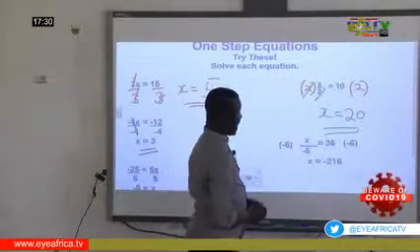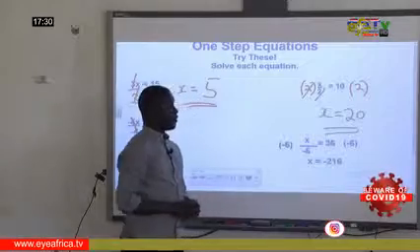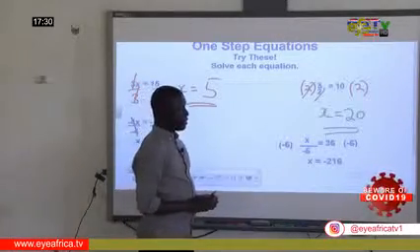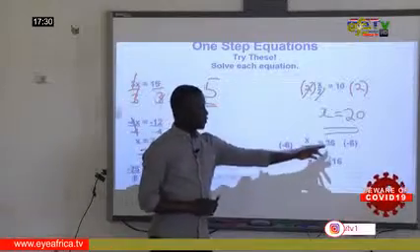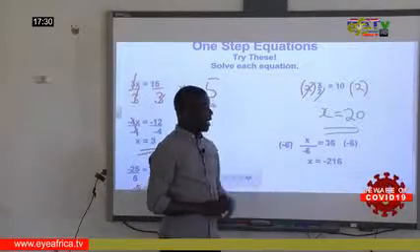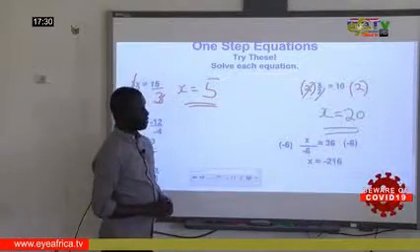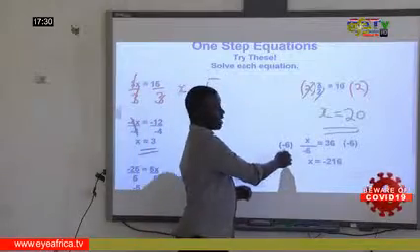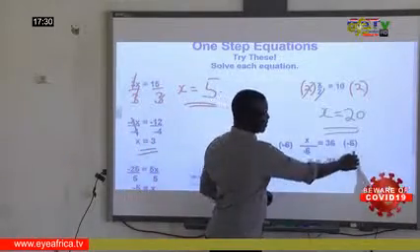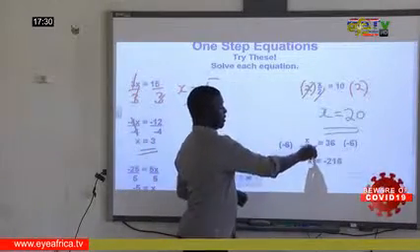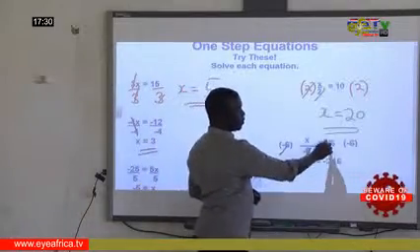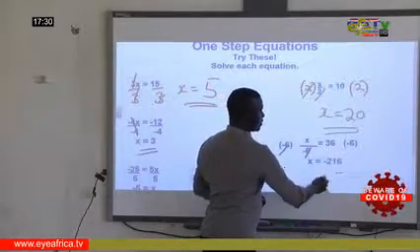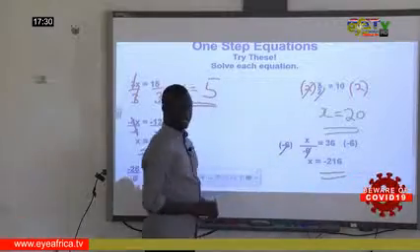And then we have another one here, x over negative 6 equals 36. We are dividing here, as you can see, because we are dividing x by negative 6. So we multiply both sides by negative 6. This negative 6 undoes this. So we have x is equal to 36 times negative 6, which is negative 216.